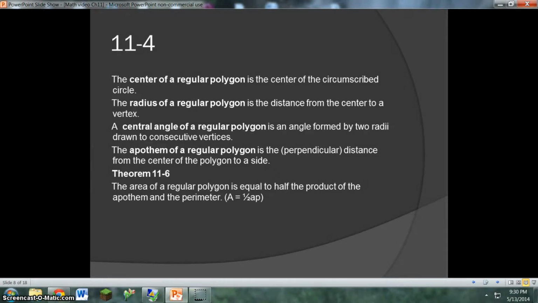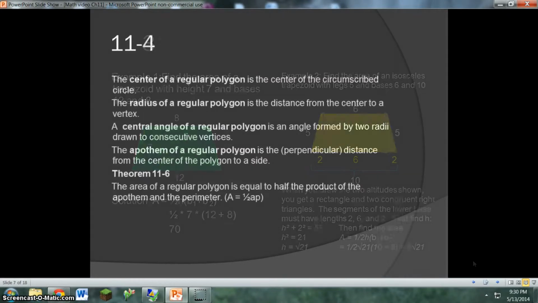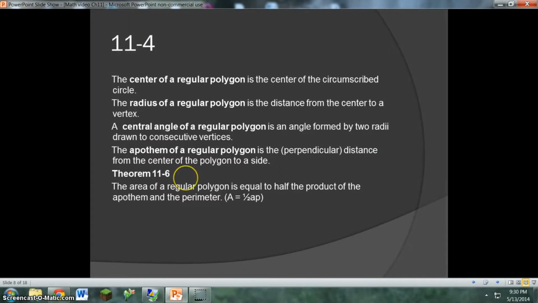The radius of a regular polygon is the distance from the center to a vertex. The central angle of a regular polygon is an angle formed by two radii drawn to consecutive vertices. The apothem of a regular polygon is the perpendicular distance from the center of the polygon to a side.